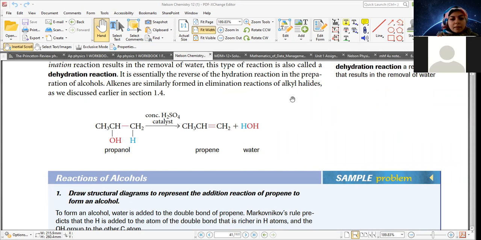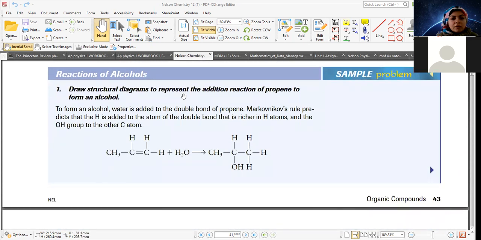Now, draw a structural diagram to represent the addition reaction. Again, this has a double bond. This double bond adds H and OH, right? So what happened? This bond will break. Now you need to have H and OH. The rich get richer: one carbon has 2 hydrogens, the other has 1 hydrogen. So the hydrogen goes to the one that has the bigger number of hydrogens, and OH is here. And you can name it, it's going to be methanol.